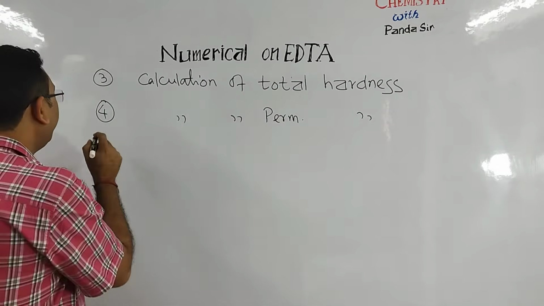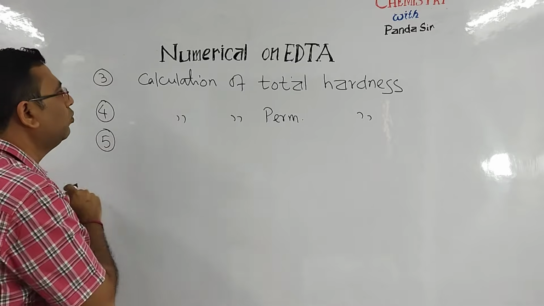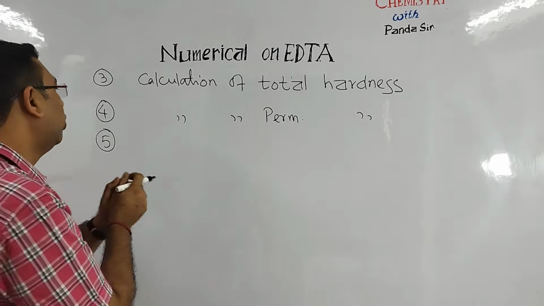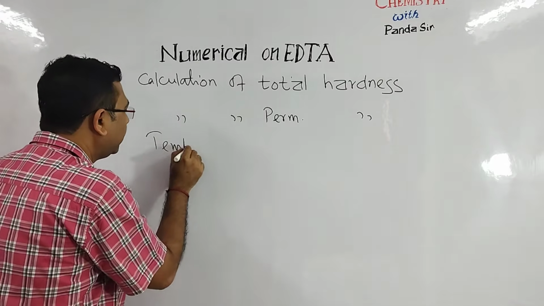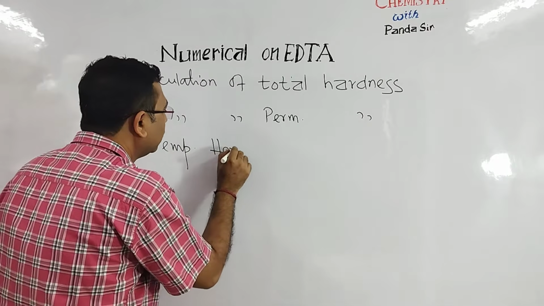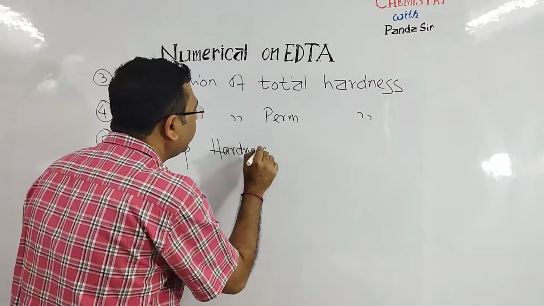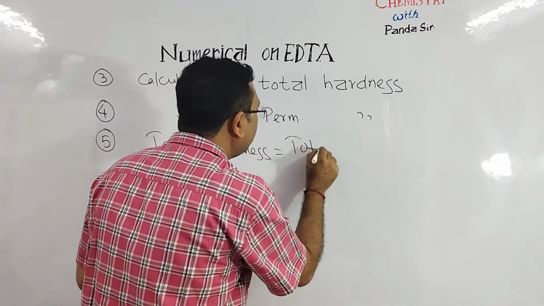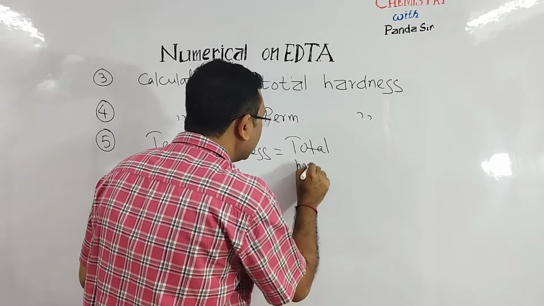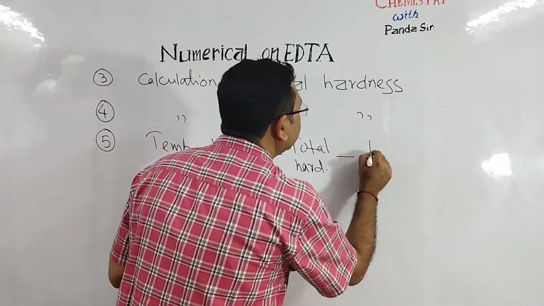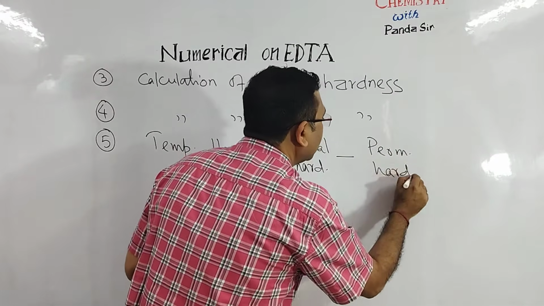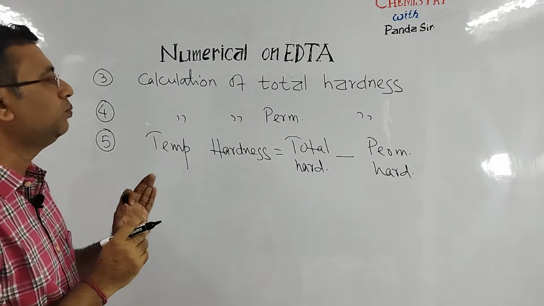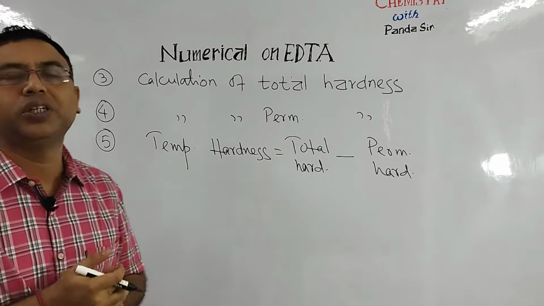Now point number 5. The moment I have to calculate the temporary hardness, we know the temporary hardness is the total hardness minus permanent hardness. The total hardness minus permanent hardness will give you the temporary hardness.